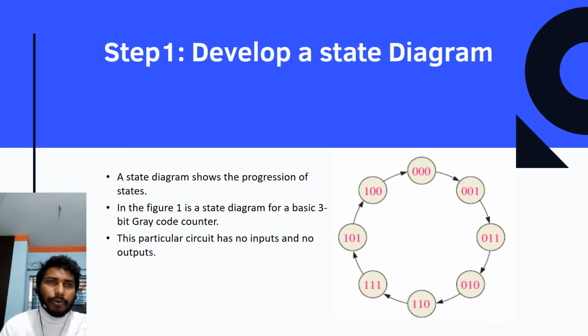Step 1. Develop a state diagram. A state diagram shows the progression of states. Figure 1 is a state diagram for a basic 3-bit Gray code counter. This particular circuit has no input and no output.